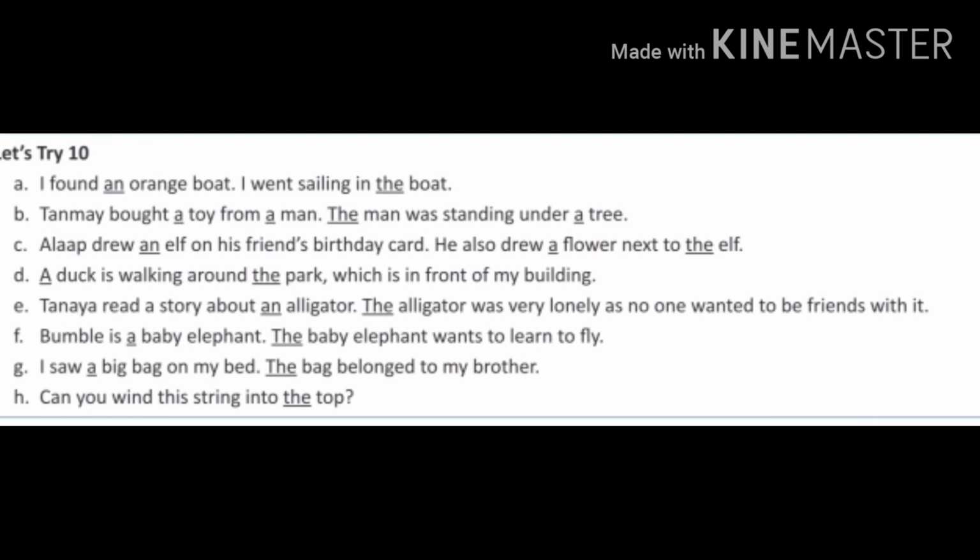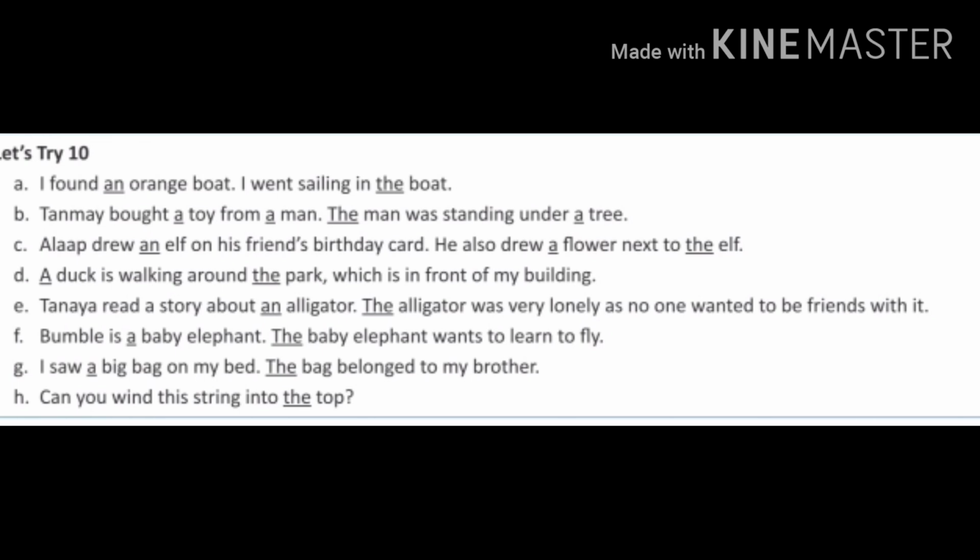First sentence, I found an orange boat. Here we use an before orange. Next, I went sailing in the boat. We use the before boat. Next, Tanmay bought a toy from a man. Here we use a before toy and a before man. The man was standing under a tree. Here we use the before man and a before tree.